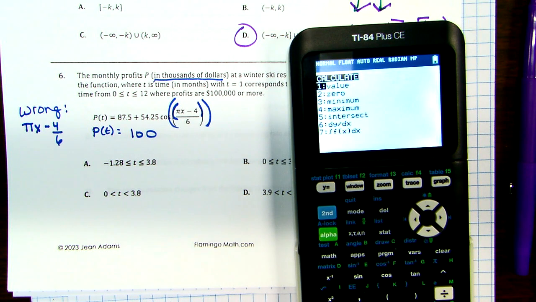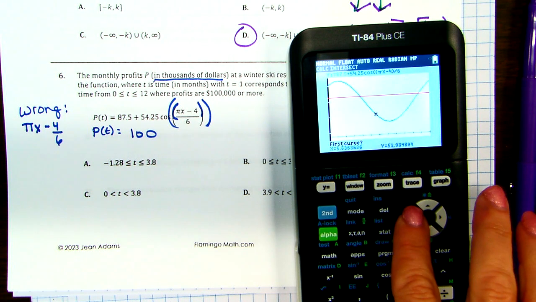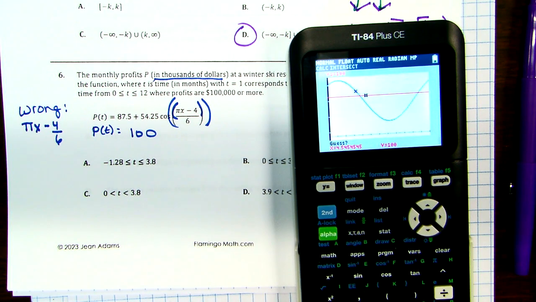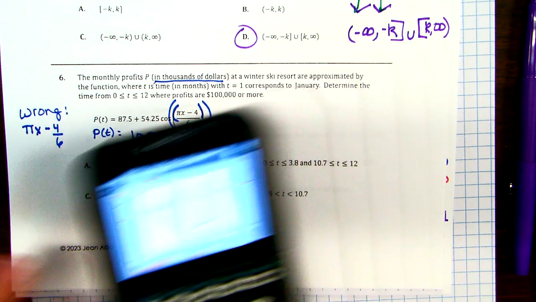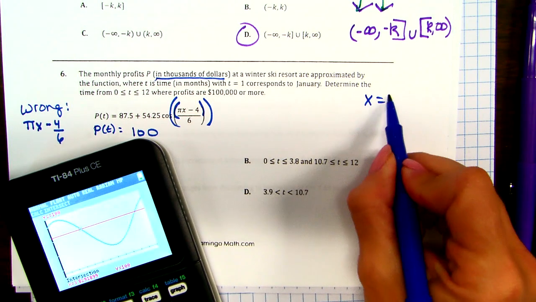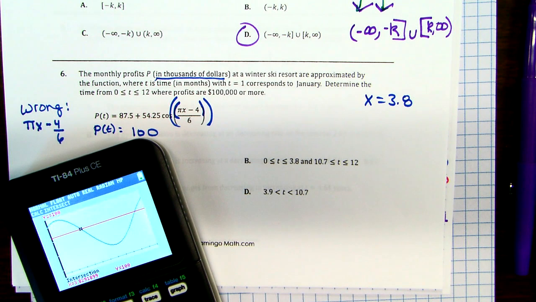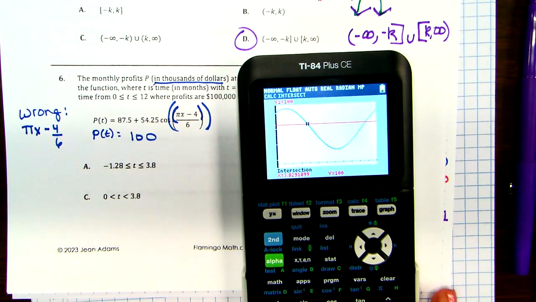Under calc, go to 5. We've done this one 5 million times. Enter, put on either side of it. Remember, it doesn't have to be really perfect. And you'll get x equals, and I'm glancing down at my answers. They're all rounded to the nearest tenth, so I'm not going to spend a whole bunch of time rounding this problem. And then find your other intersection.